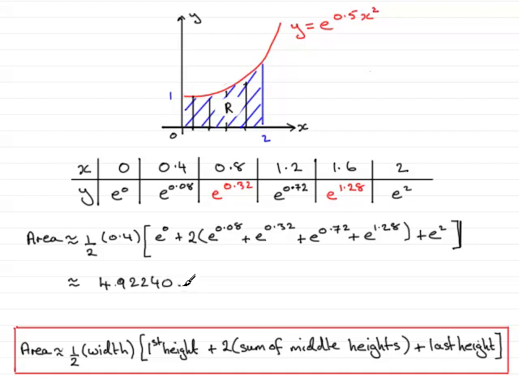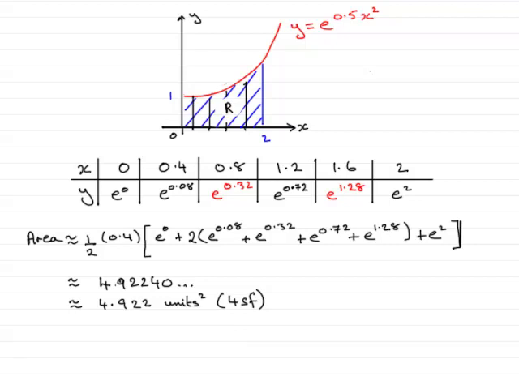4.92240 and so on. And if you round this to 4 significant figures, as was requested, the area is roughly then 4.922. You can put in units squared because it's an area, if you like, and the accuracy is 4 significant figures. So I'll just remove that for you, and so that's what my answer would look like.